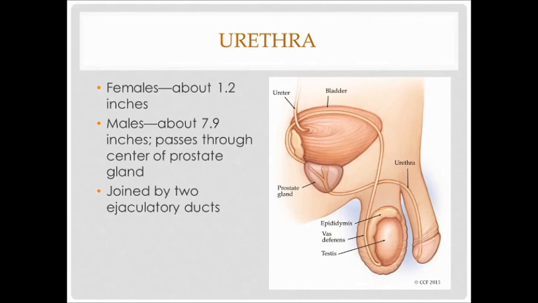So the urethra in men is going to be the same tract as the reproductive tract. So it's going to be joined by ejaculatory ducts and exit through the penis through the urethral meatus. But in women, it's separate from the reproductive tract. There are two separate orifices. So in women, they have a urethral meatus, and then they'll have a vaginal orifice.